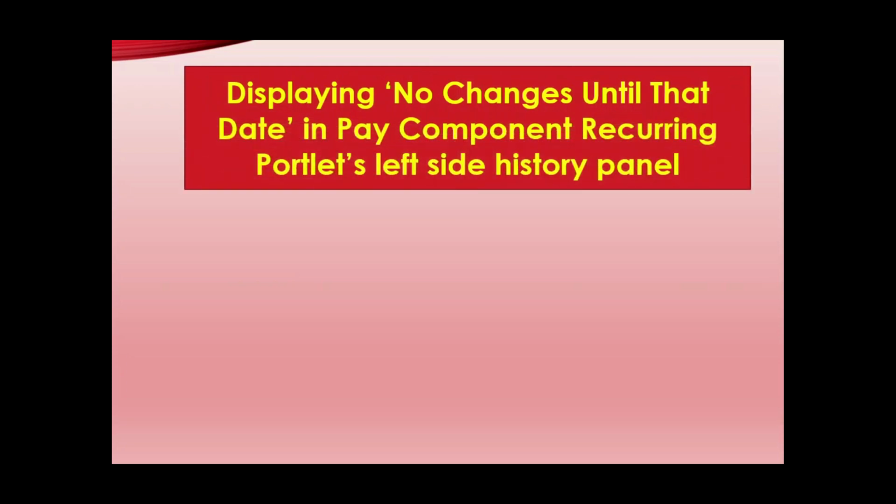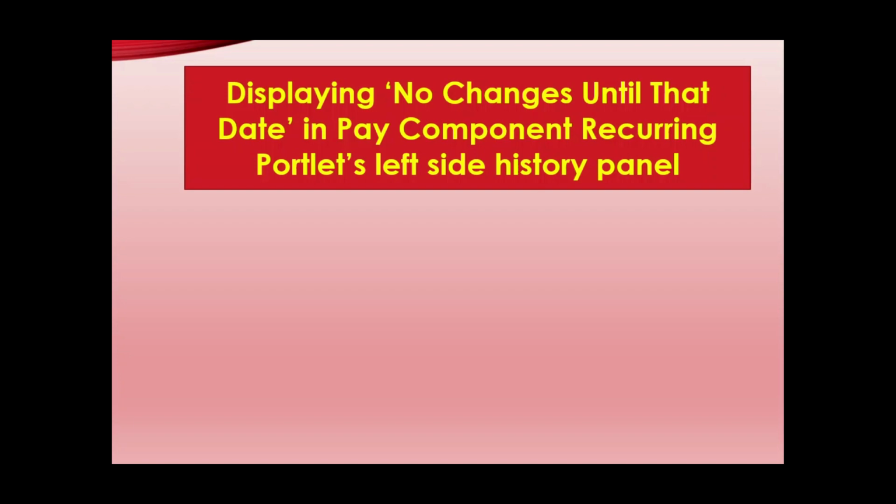So the first point as per the Q2 2019 release is that there are no changes displayed until that date in the Pay Component Recurring portlets and the left side history panel as well. This particular change we have already noticed in the Q1 2019 release, that means in February. So they have done some sort of enhancement on that release. We already have the compensation information, where we can find employees' compensation related data.